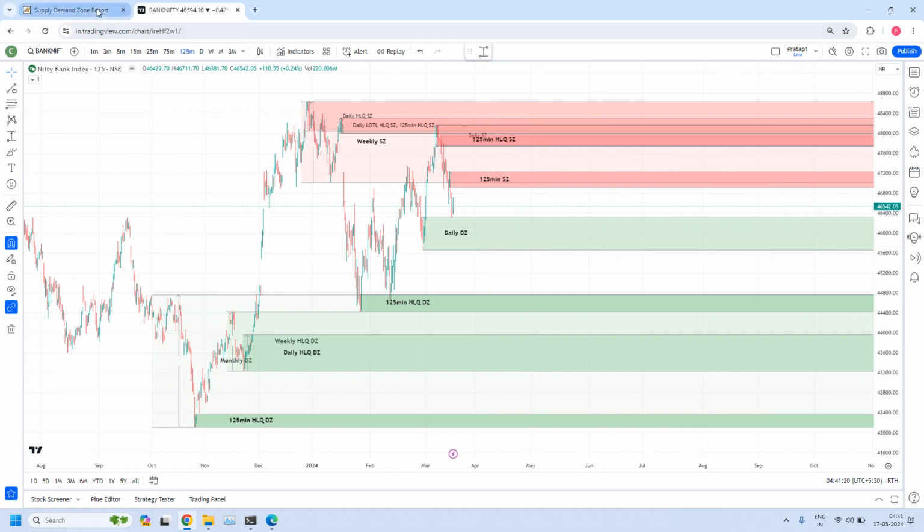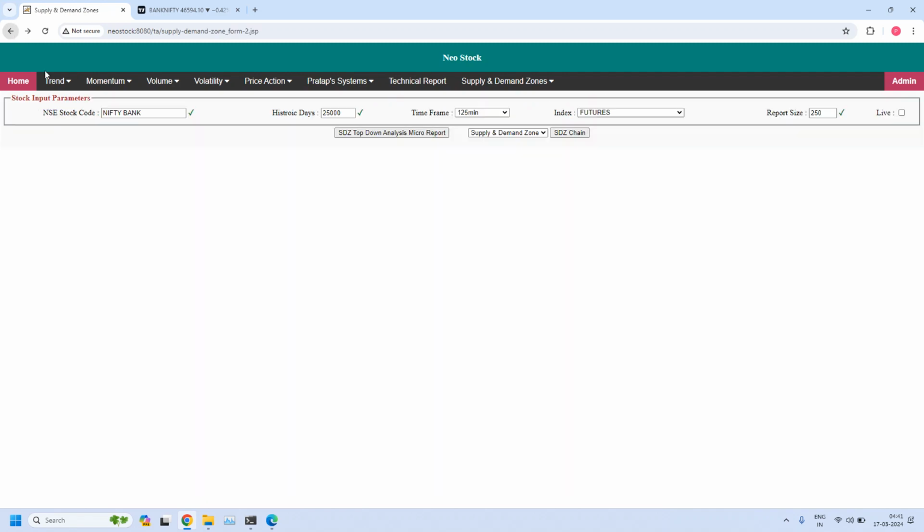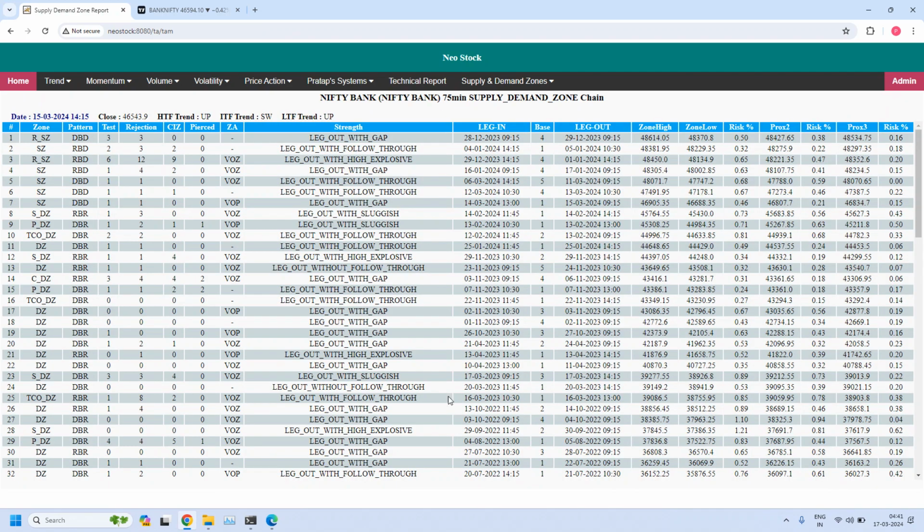Next, after this, let us go to the 75 minutes time frame. Changing the time frame to 75 minutes. So generating the supply demand zone chain for the 75 minutes time frame. Okay, here we have the immediate supply zone. The immediate demand zone is again a high liquidity demand zone.